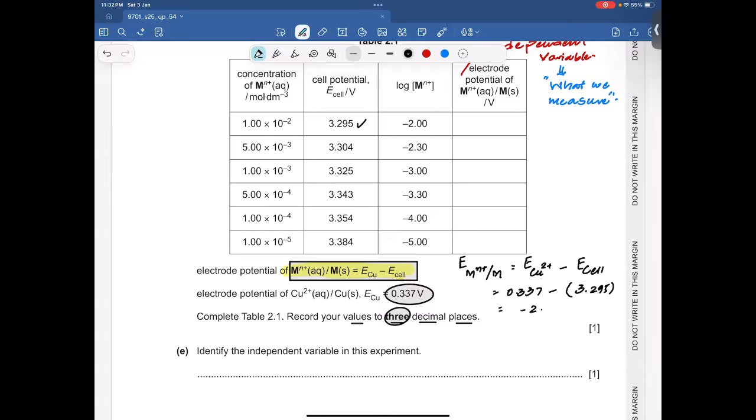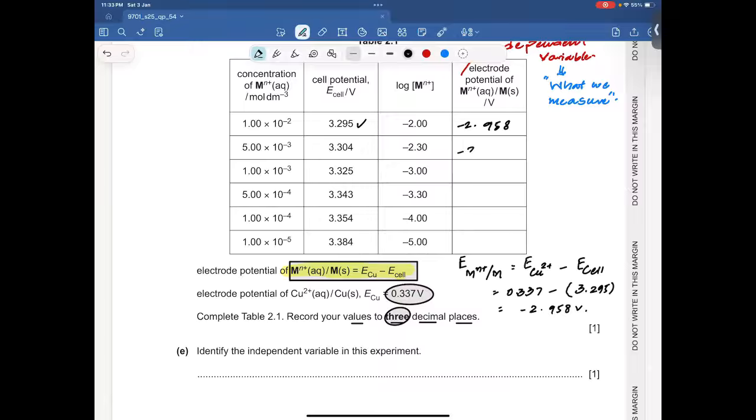minus 2.958 volts. Okay, so I'm going to write this value here, 2.958 minus. So 3 decimal places and 3 decimal places, the answer also has come. So now I will subtract this value with this value. I'll get the answer. Let me write the answer quickly.